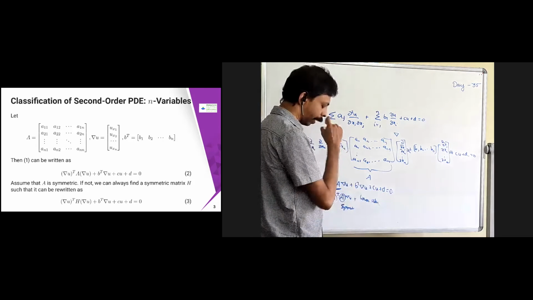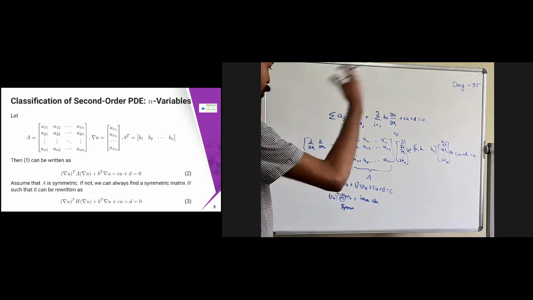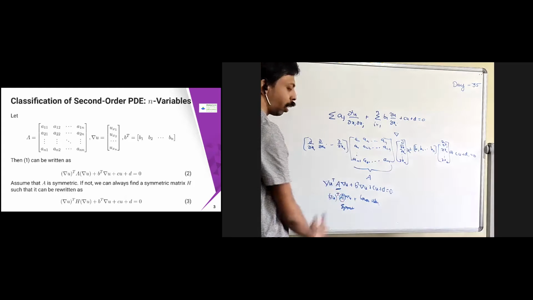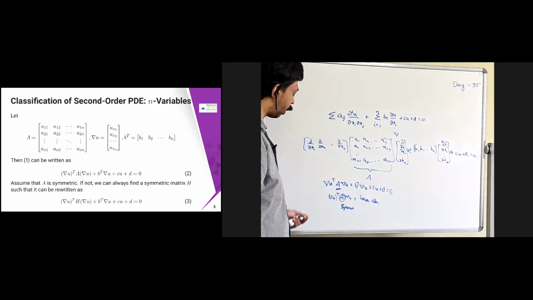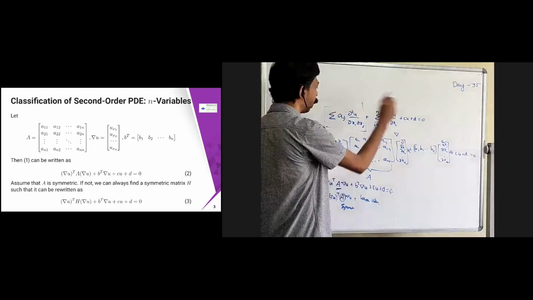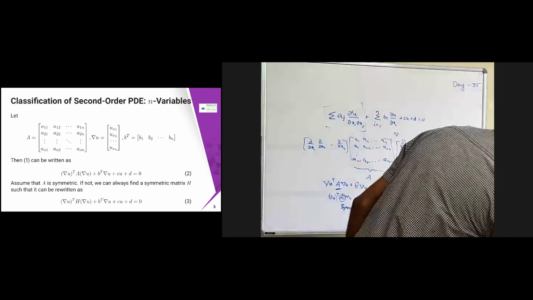Because if you remember the hyperbolic, parabolic, etc., we pushed all the lower order variables to the right hand side. Only the higher order variables we kept in the left hand side. So we are going to do the same thing. I'm going to keep only this one in the left hand side, and the remaining part I'm going to push to the other side. I will just treat it as lower rank.